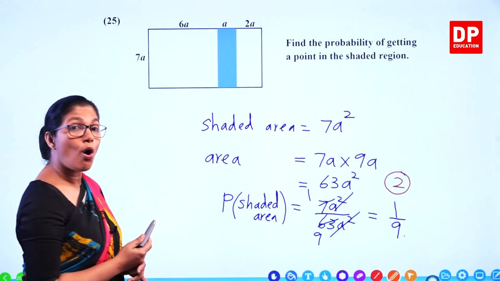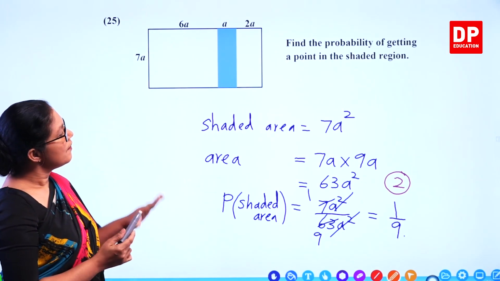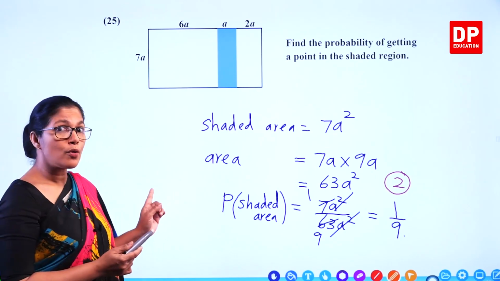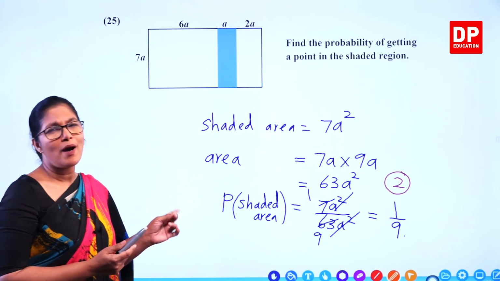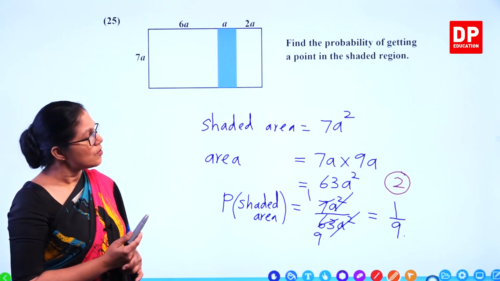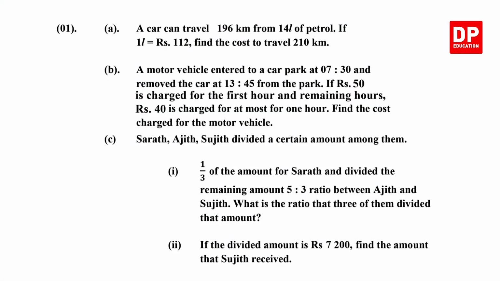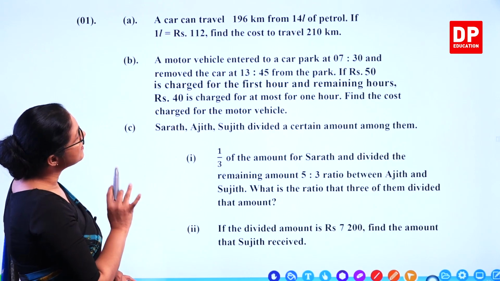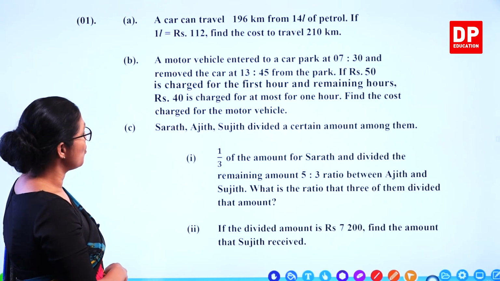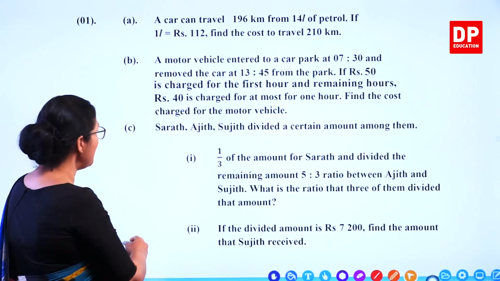So we completed all 25 questions in part A. Make sure that you do all questions within 2 minutes because it is worth only 2 marks for each question. So next we'll discuss part B. Let's take question number 1 in part B. You get 3 parts there, part A, B, C, and this is about ratios and some fractional parts. So we'll do it separately.